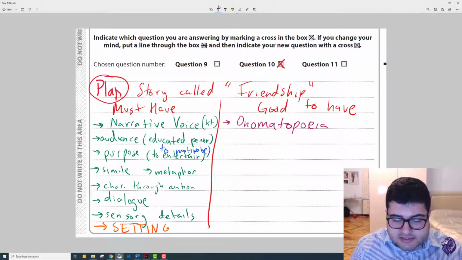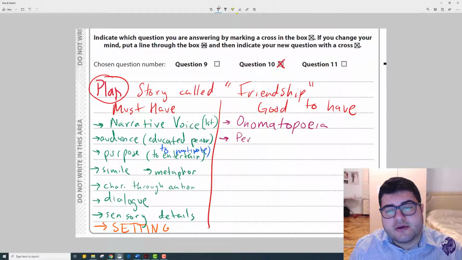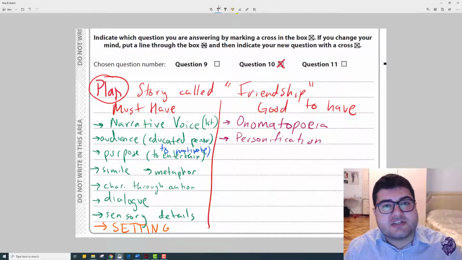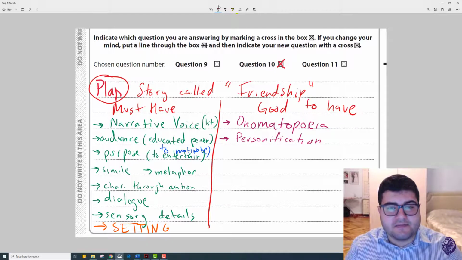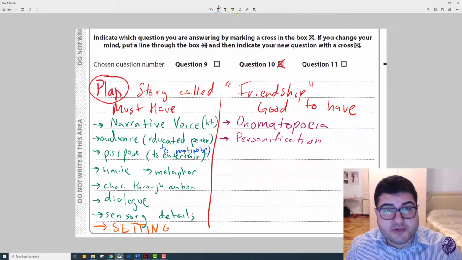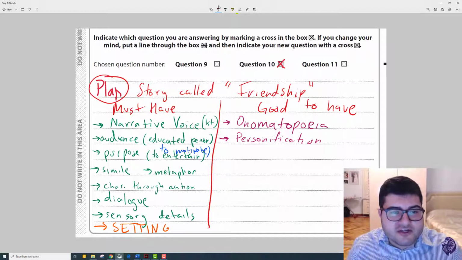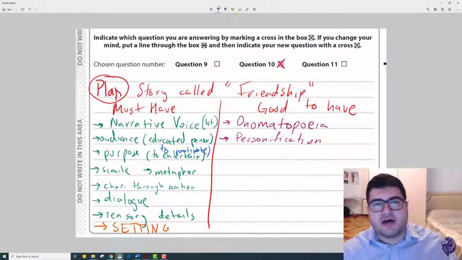Then personification. Personification is when an animal or a non-living thing takes the characteristics of a human, then we call that personification. So the wind kept howling my name, right? The wind cannot call anybody's name, but we just attribute a quality of a person to a non-living thing or an animal.